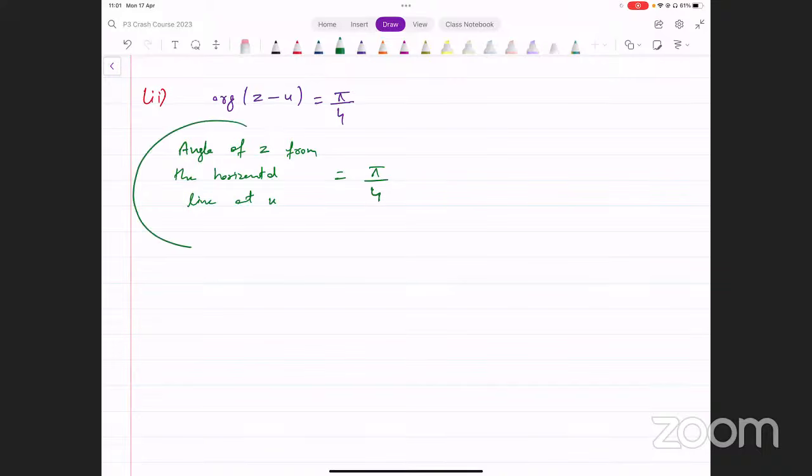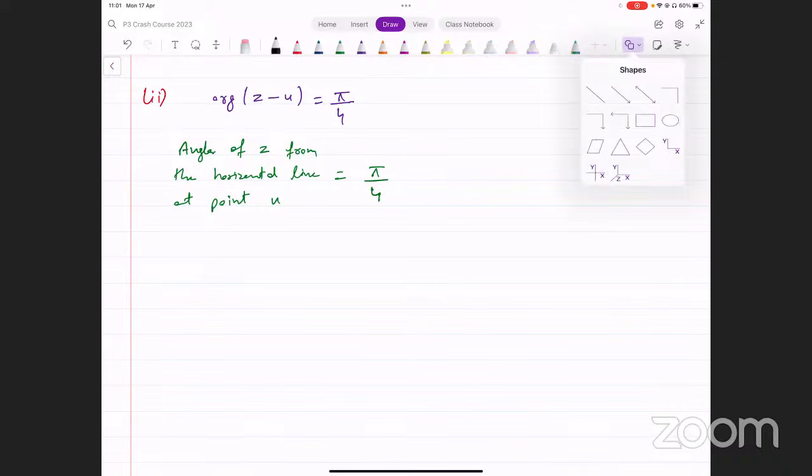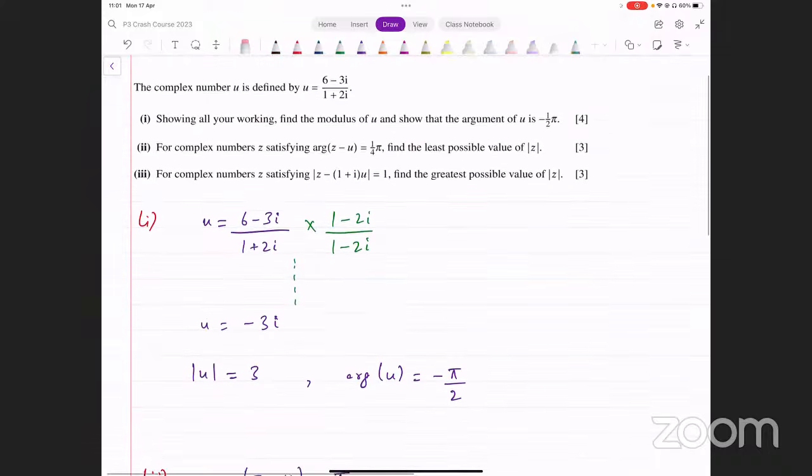Now, you don't have to write this down. This is just for your own understanding. But how do you interpret the statement? That there is a point u somewhere on the diagram. You are measuring angle from that point u. That angle should be pi over 4. Okay, that's what it means.